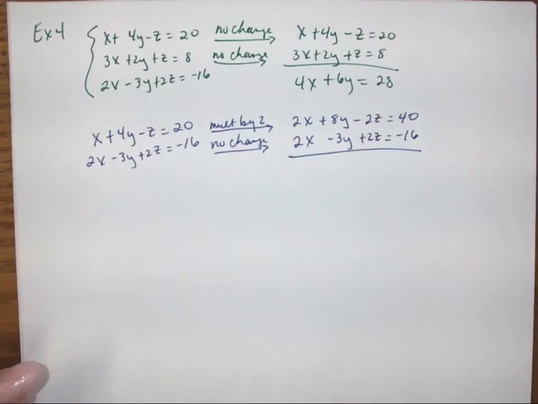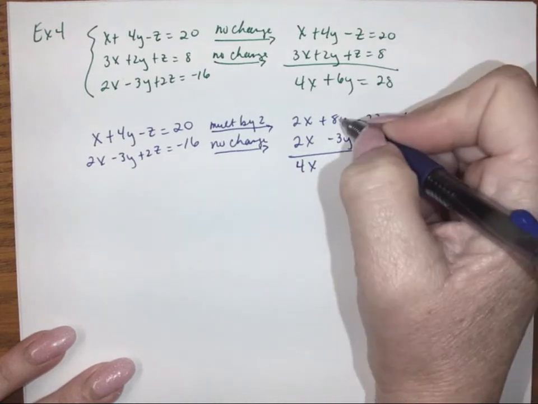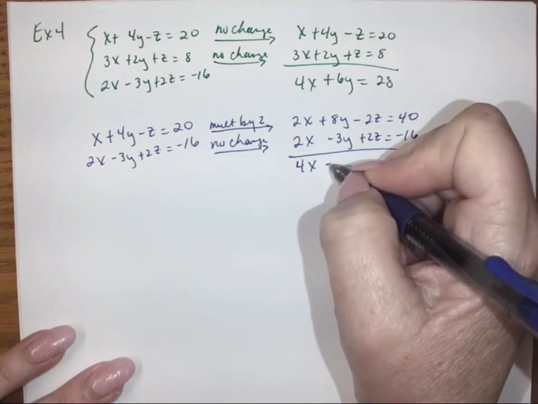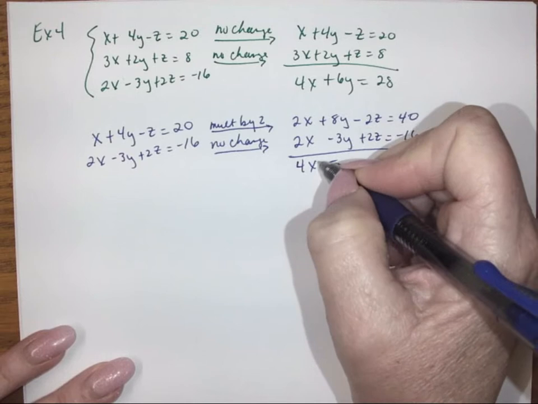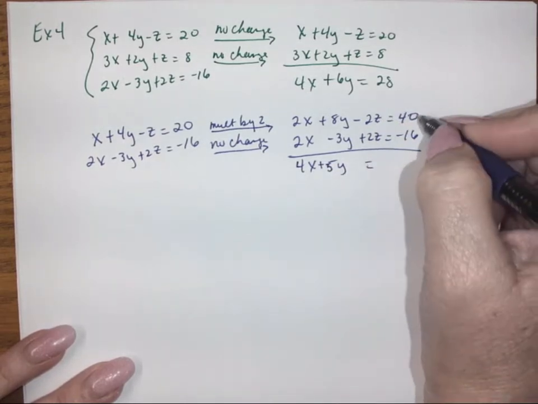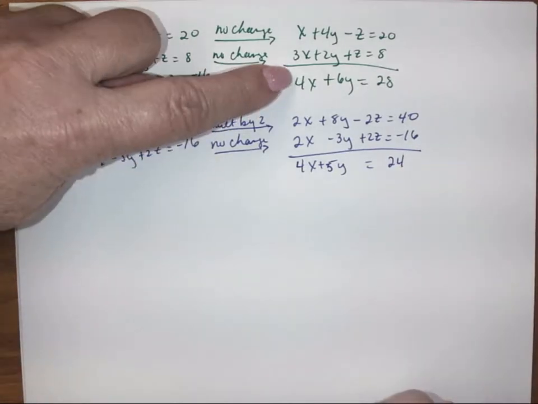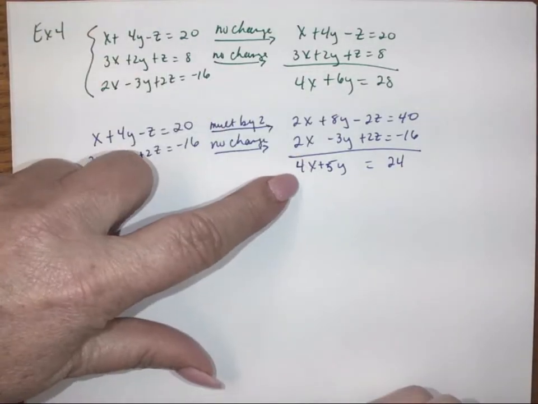And now I'll combine like terms. So 2x plus 2x will get us 4x. 8 minus 3 will get us 5y. And the z's will cancel, and 40 minus 16 will get us 24. So now I have an equation here, I have an equation here.